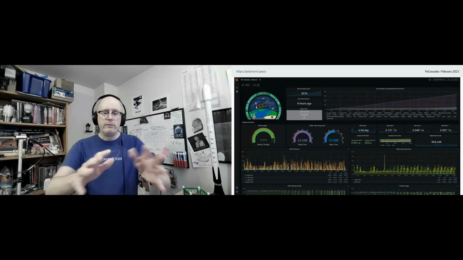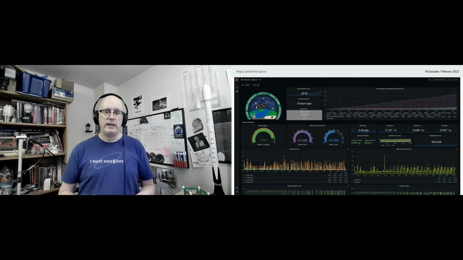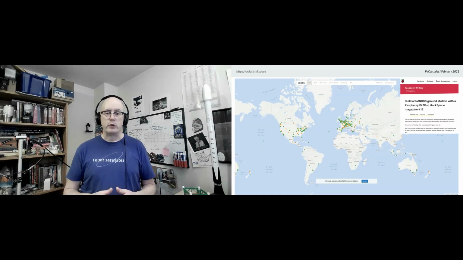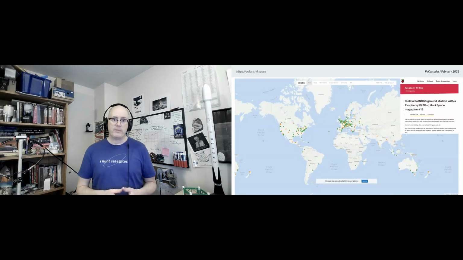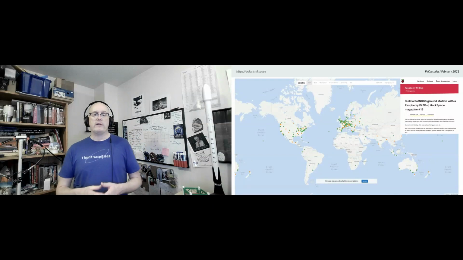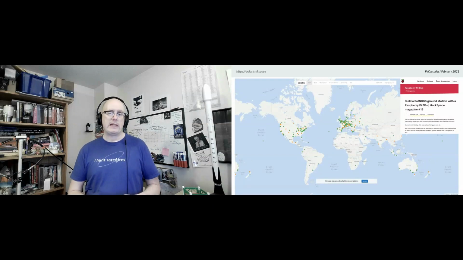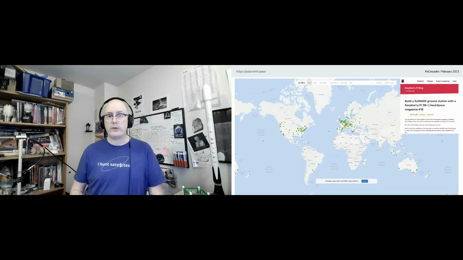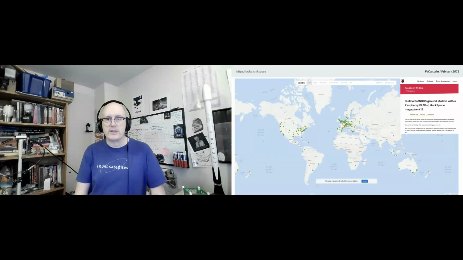Now, the information that you're seeing here is collected by a very special group of volunteers, a wonderful project called SatNogs. SatNogs is a network of collaboratively scheduled satellite ground stations run by volunteers all over the world, more than 200 of them. Every dot you see here is another satellite ground station run by ordinary people.